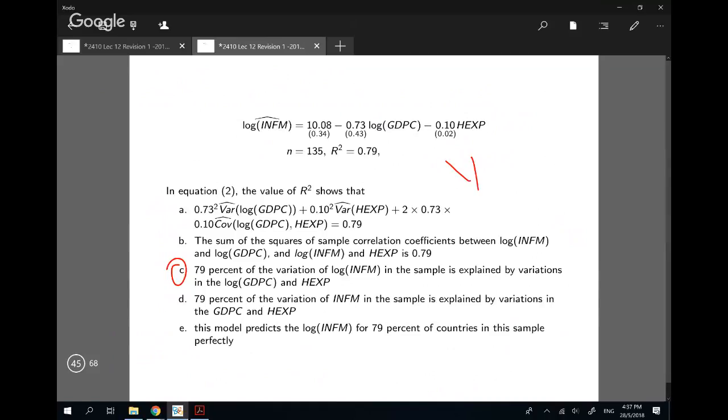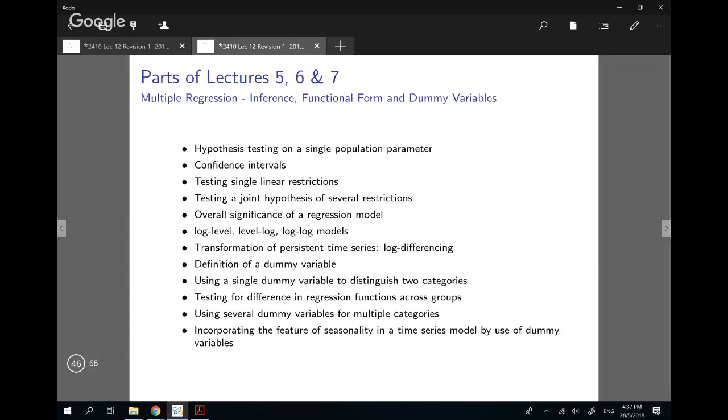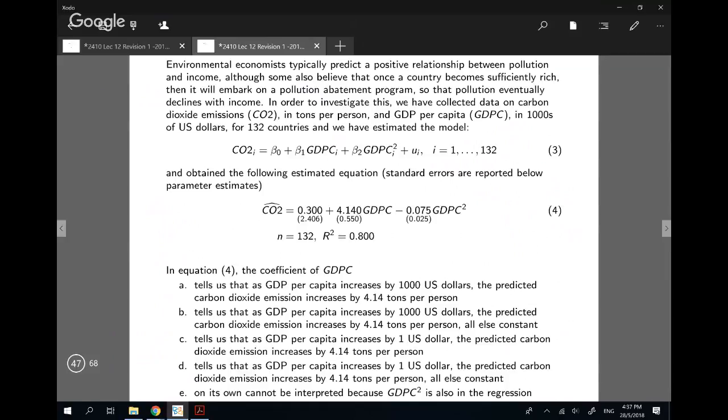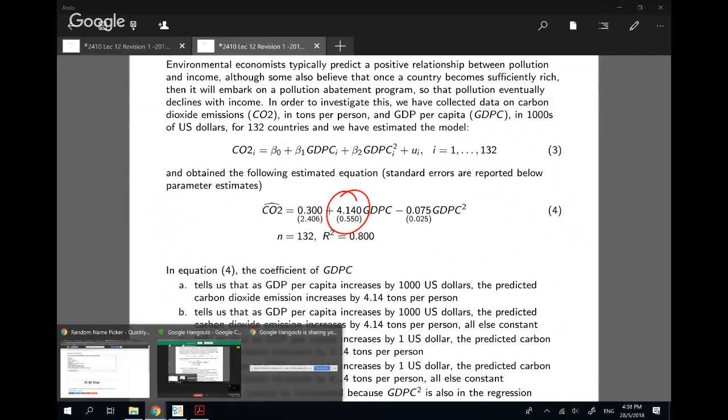All right. So E, G, correct? That's it. Okay, page 47, almost there. Question 4, the coefficient will be C, 4.14 here. This is quite easy.